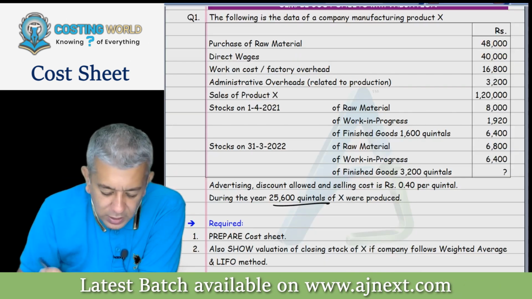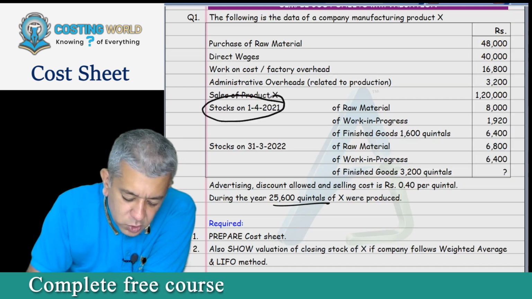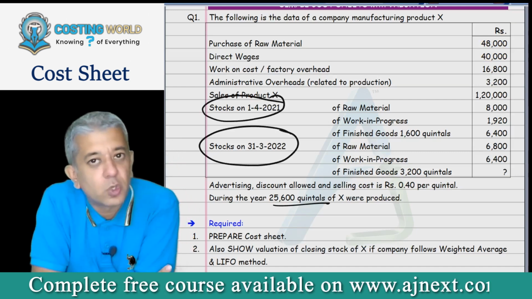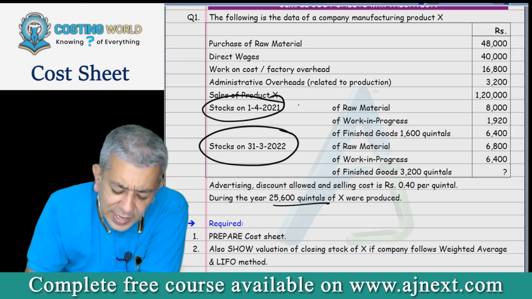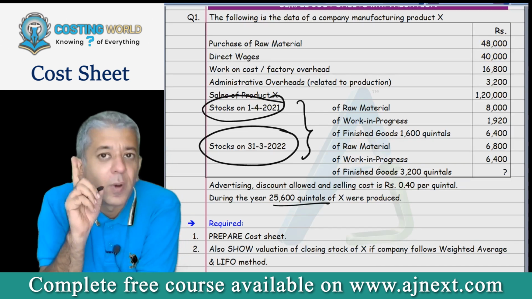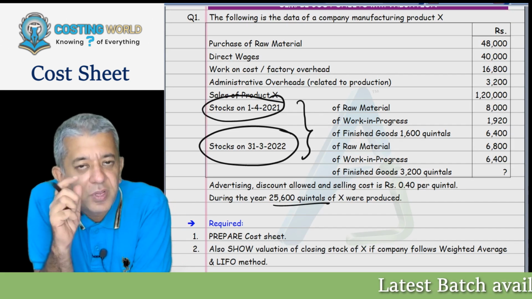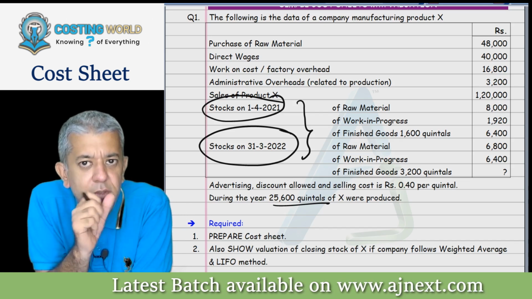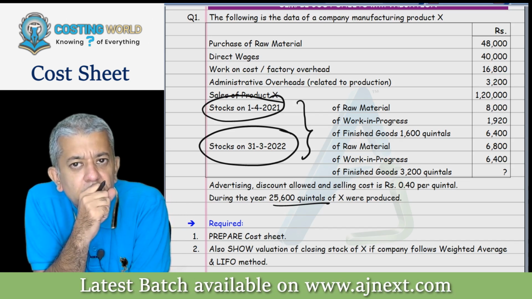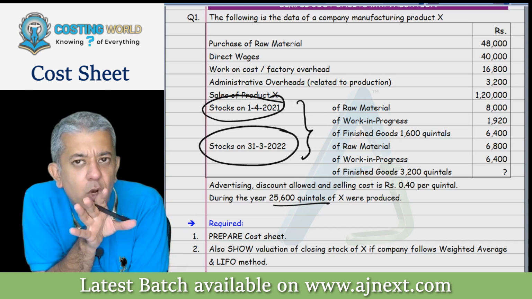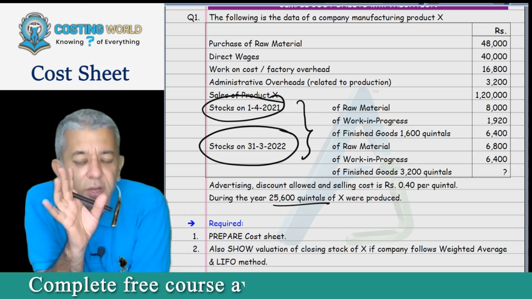Now, over here, based upon the stocks, you will realize that we are trying to make a cost sheet for 1 year because the gap between the stocks is 1 year. You all understood this? So this will be a cost sheet for 1 year that we are going to be preparing.